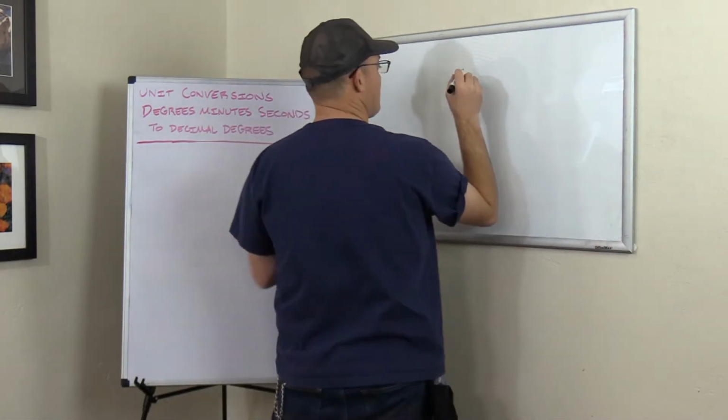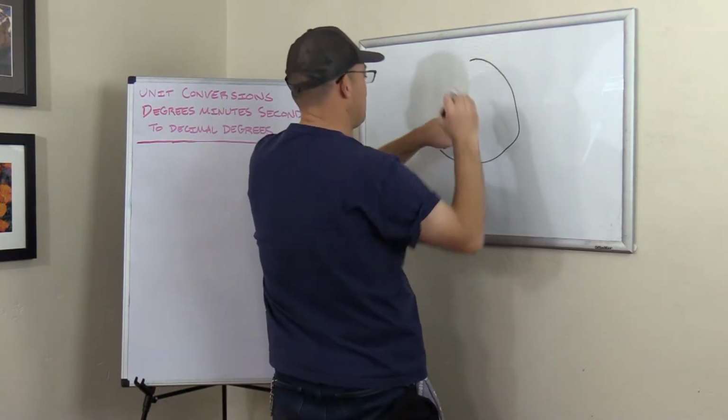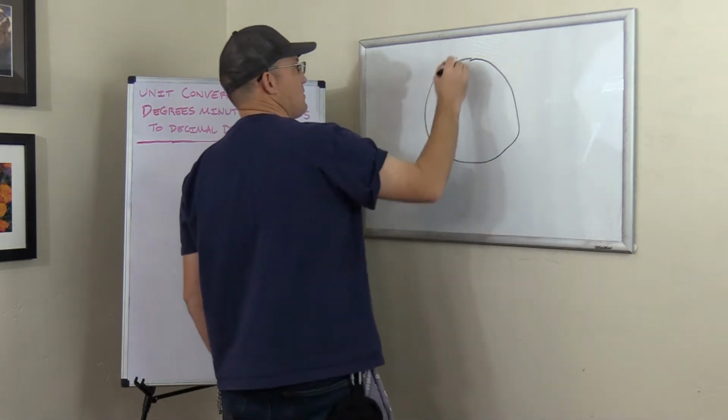Okay, so degrees, minutes, seconds. I'm going to try and draw a good circle. I've been trying to draw better circles on my whiteboard, but it's hard. I need a whiteboard compass. All right, that's okay. It's an okay circle.